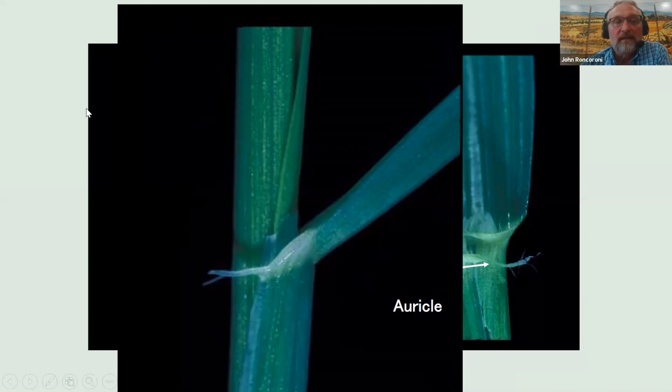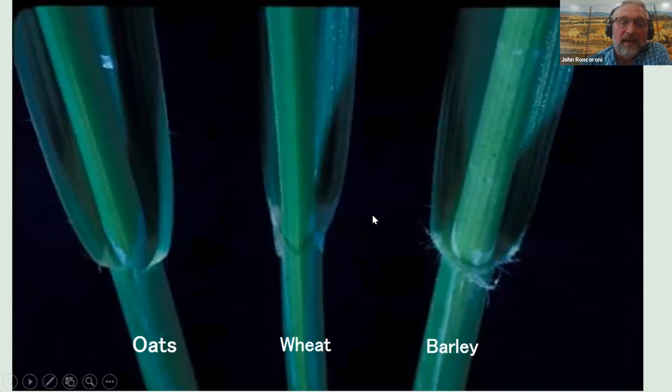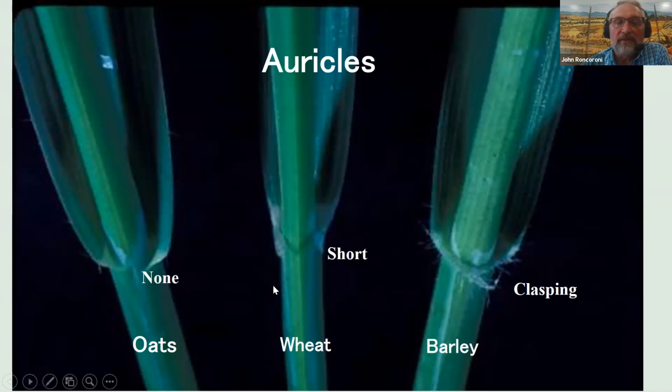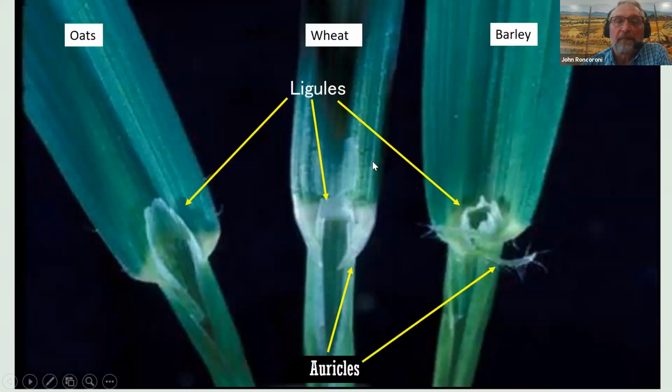So I like to show this, and I like to do this in person because I do it with hand signals. But here we have oats, wheat in the middle, and barley here on the right. These are all the tame or cultivated plants. You can see just by looking at these, the auricles. On oats there are none, really nothing here. On wheat, they are very short. And here on barley, they're clasping, or they wrap around the stem. When we take out the leaf blade back here, you'll see that these are the ligules.